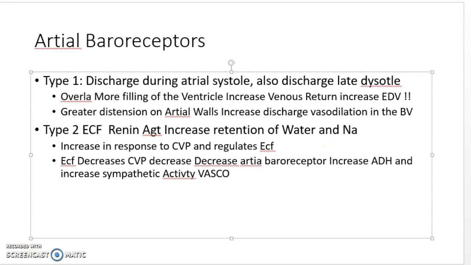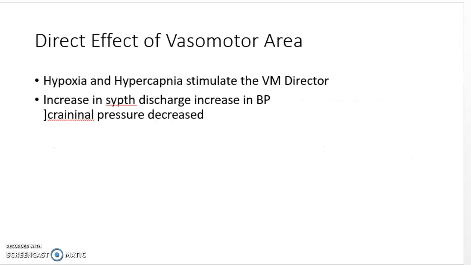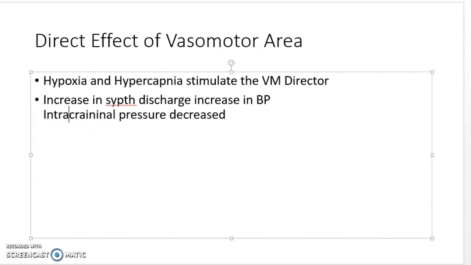And then what is the direct effect on the vasomotor centers? Well, that's going to be, of course, from hypoxia and hypercapnia, and these stimulate the vasomotor area directly. This will cause an increase in intracranial pressure, but it will cause a decrease in blood pressure. Because intracranial pressure will be decreased, but the blood pressure will be increased.